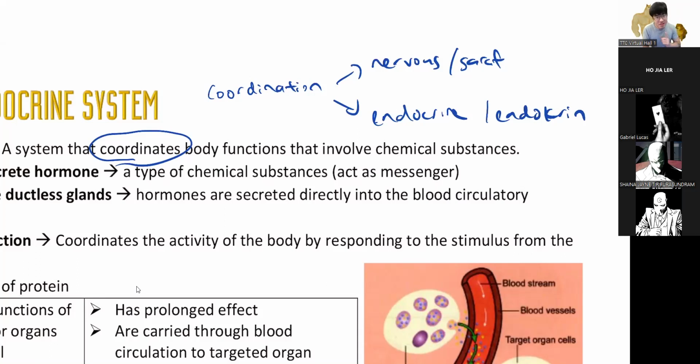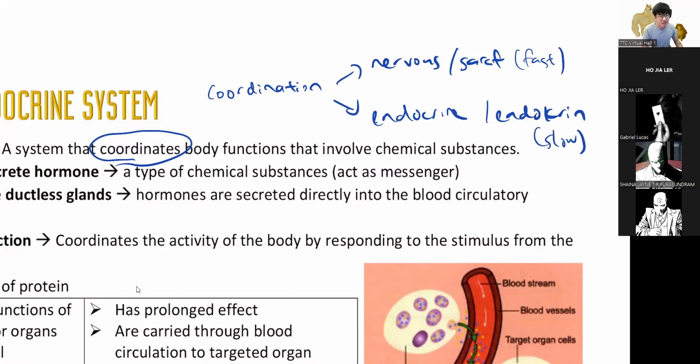All right. The difference is, you might say, sir, why do we need two coordination systems? Because the nervous system is for something fast. When you touch hot water, you need to respond fast. So that's your nervous system working. And your endocrine system is something slow. This is to give you a prolonged response. So you have two systems there.